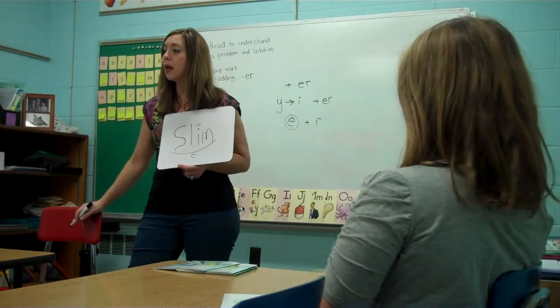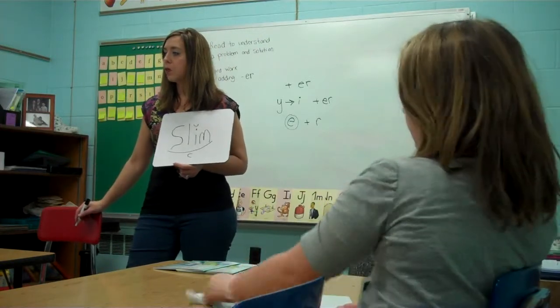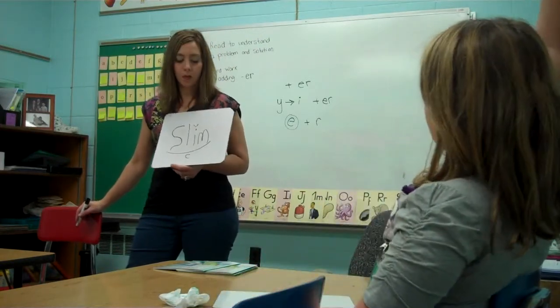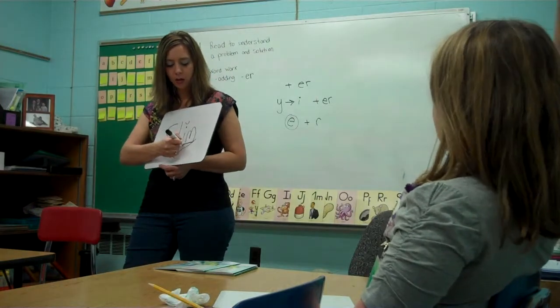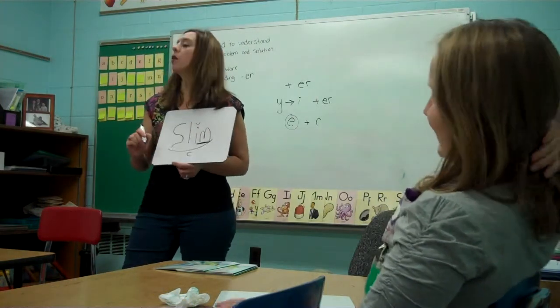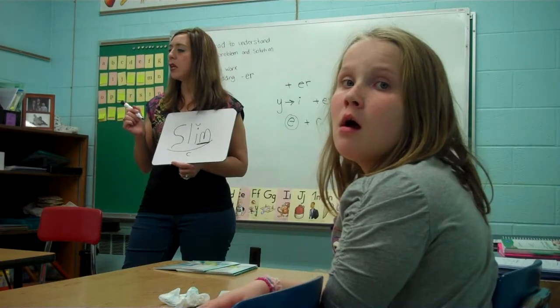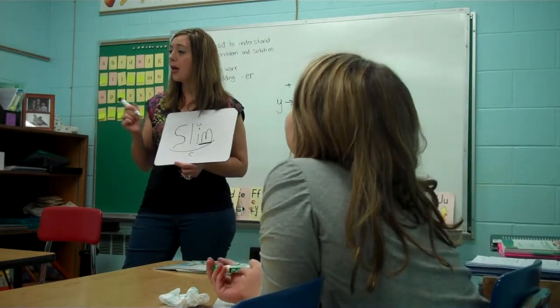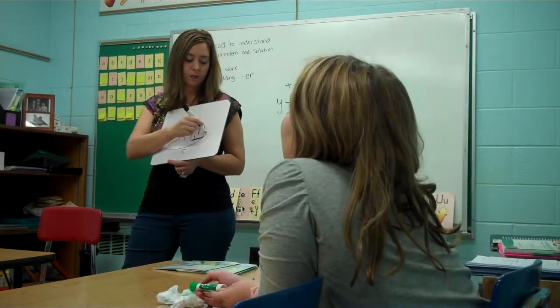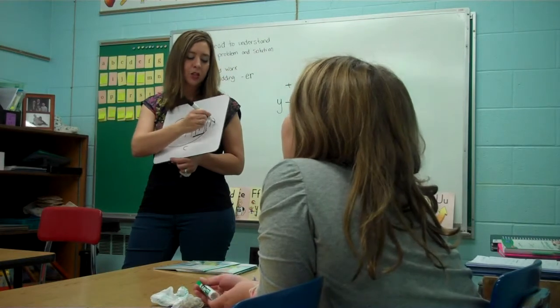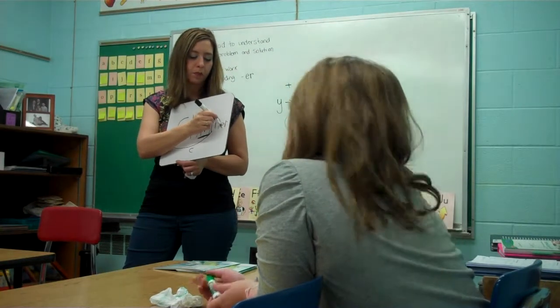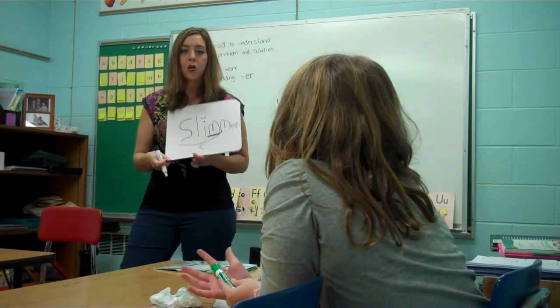Do I have just one consonant closing it in? No, I don't have just one consonant. Okay, so if I only have one consonant closing it in and it's a short vowel, I need to do what, Alicia? Add an M and then add ER. Add an extra M before I add the ER. Very good.